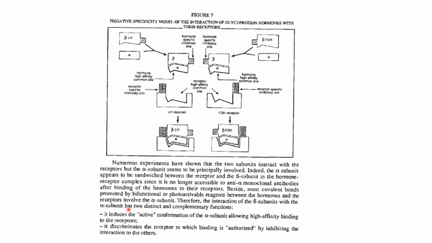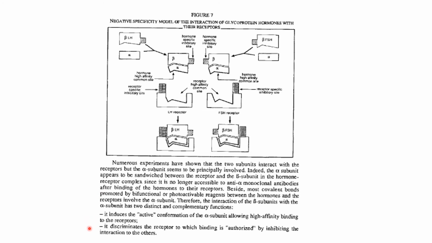Okay, so why do alpha and beta have to bind? Well, once they bind, alpha and beta, it induces the active conformation of the alpha subunit, allowing high affinity binding to the receptor. So once alpha and beta bind together, it makes alpha look like something like that, which has a lot of affinity and fits nicely into the receptor.